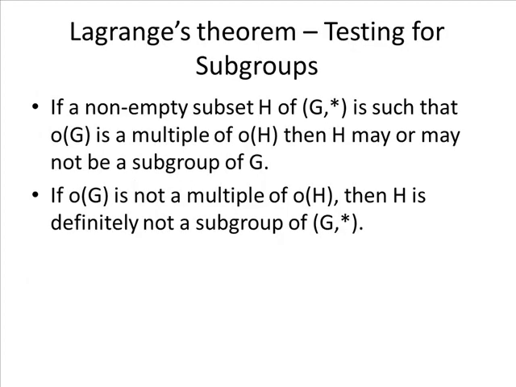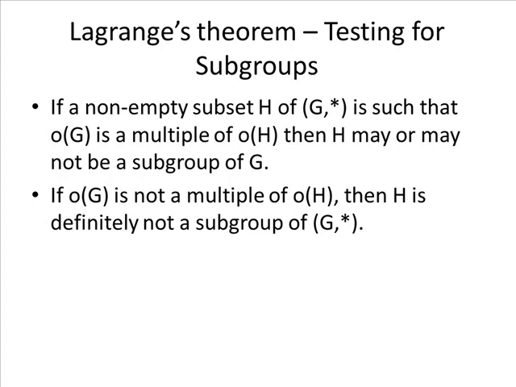So how does Lagrange's theorem help us? Like this. If some non-empty subset H of G star is such that the order of the group is a multiple of the order of this subgroup, then H may be a subgroup. I tell you that H may be a subgroup. I'm not giving you a 100% guarantee that H will be a subgroup. H may be a subgroup, H may not be a subgroup.